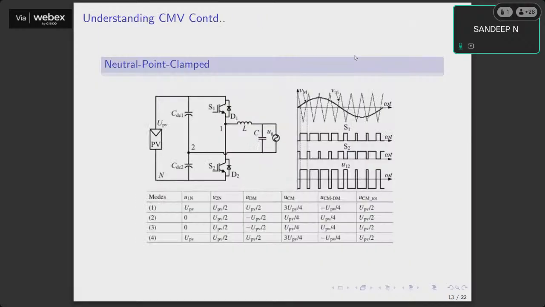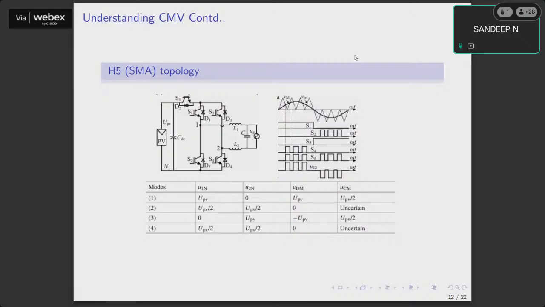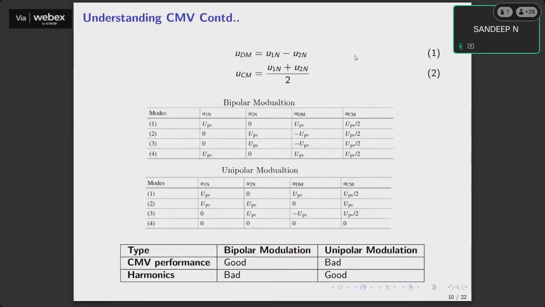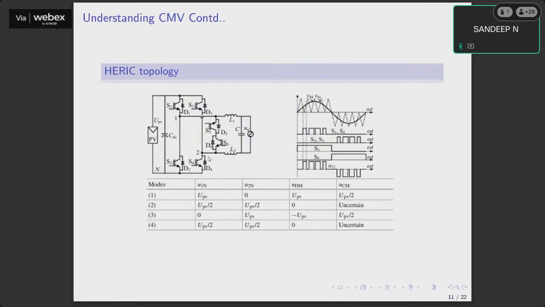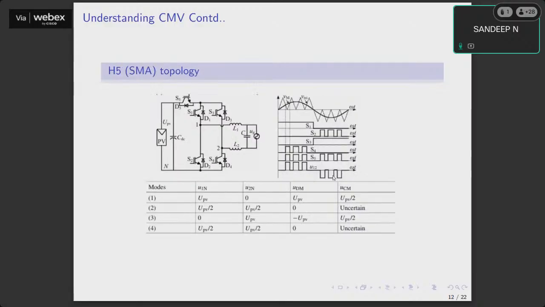Let us summarize. What we have seen till now is two ways of handling the leakage current. One is the PWM way, that is through modulation, simple, bipolar and unipolar. Another is the topological way, that is structurally how we can tackle the leakage current. What is the main objective? The main objective is to make sure that the common mode voltage remains almost constant. So the dV by dt we have to reduce.